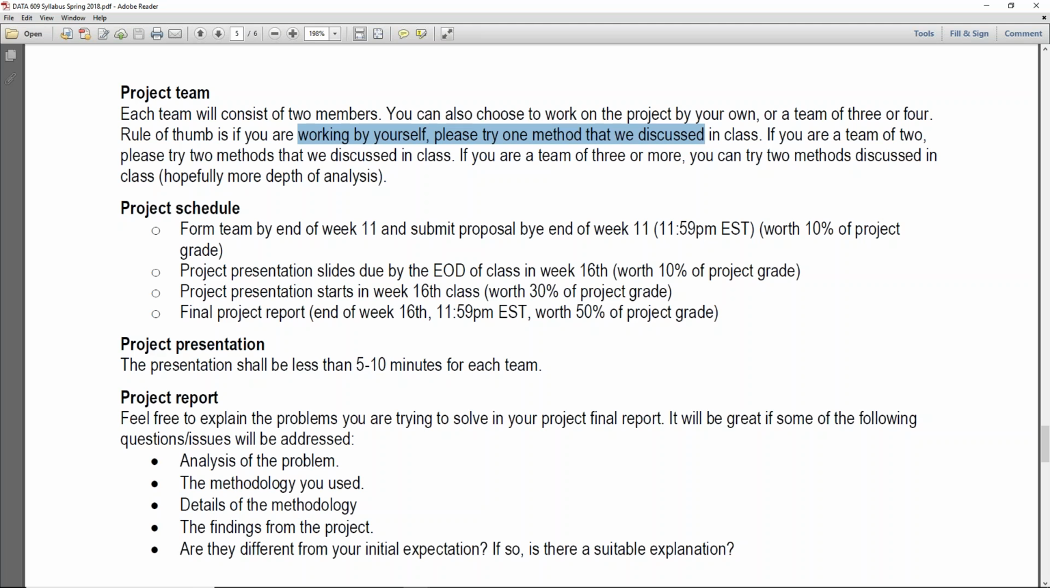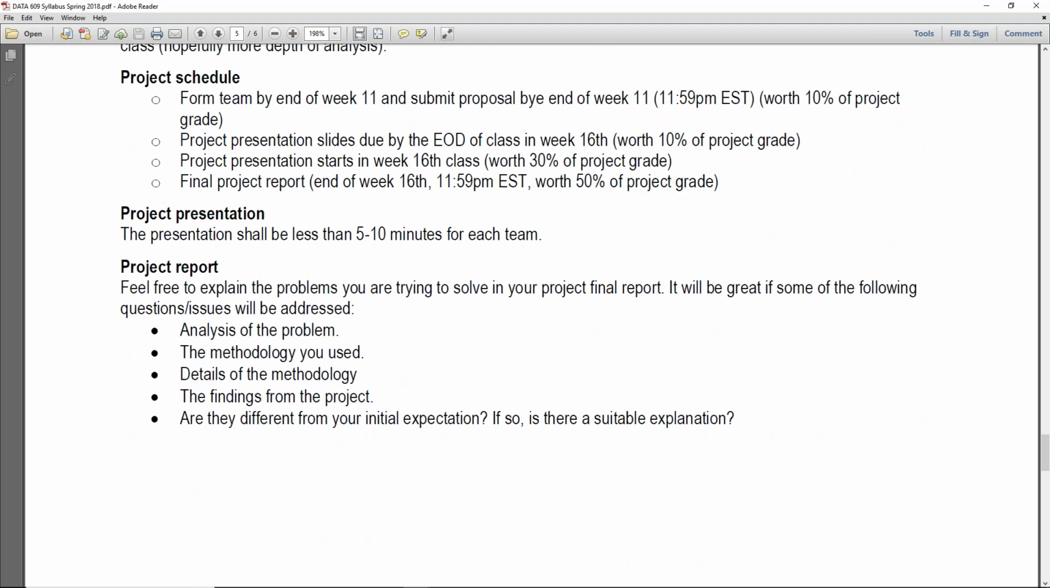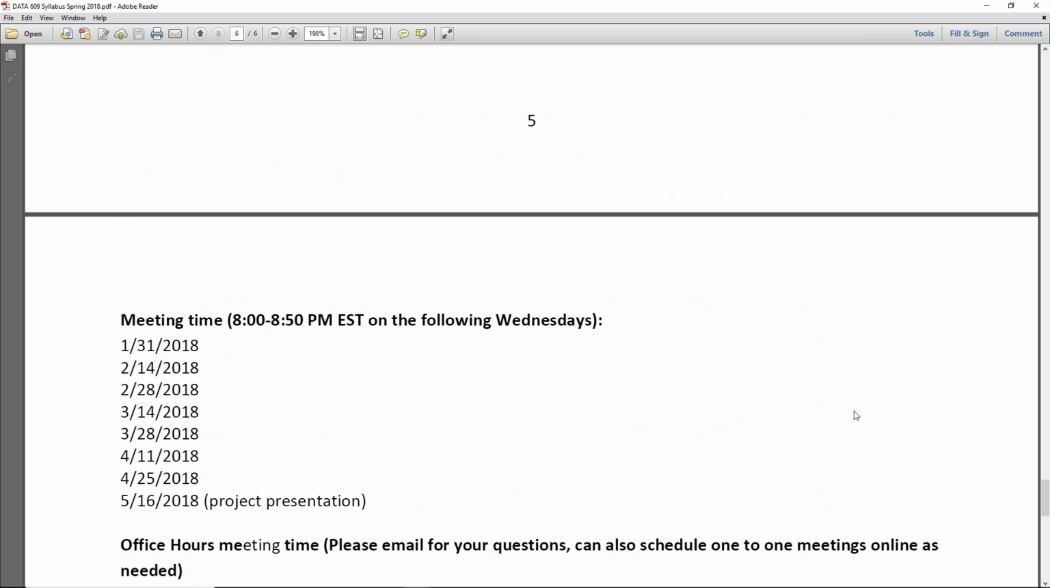And then your report should have all of these elements, not necessarily a complete list by any means, so you should at least minimally have some of these components. Analysis of the problem, the methodology used, details of the methodology, the findings from the project. Are they different from your initial expectation? If so, is there an explanation? And then potentially how you can improve for the next step.